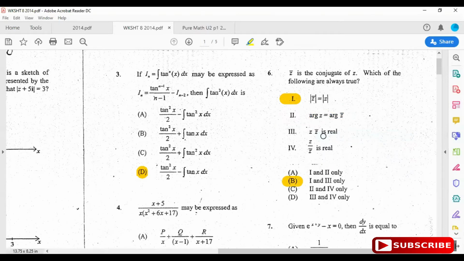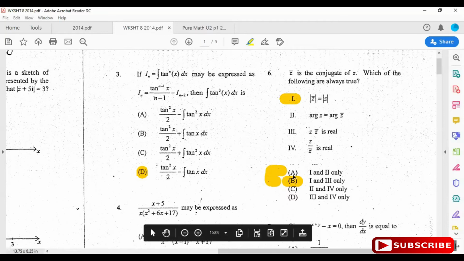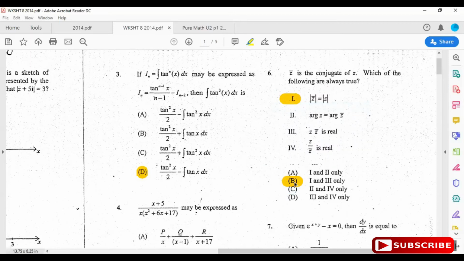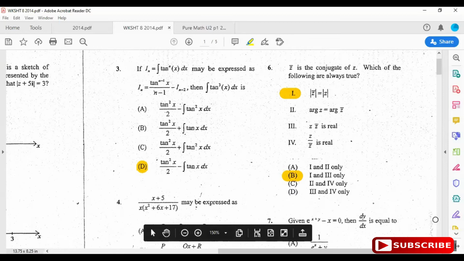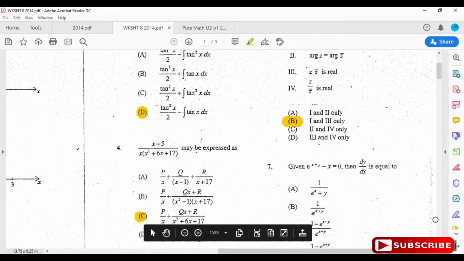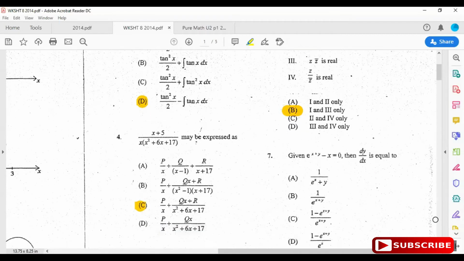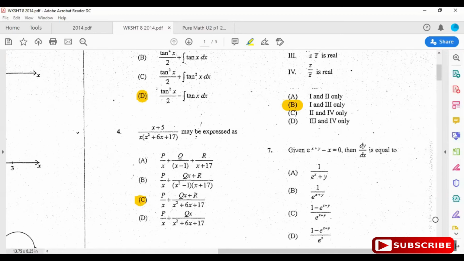So look how you didn't even need to check the next two. The reason being is that 1 has to be an answer, and so the answer has to be between A or B. But then A has 2 in it, and we just proved that 2 is not true. And so therefore the answer is B. So we didn't even need to prove the next two parts. Easy does it.